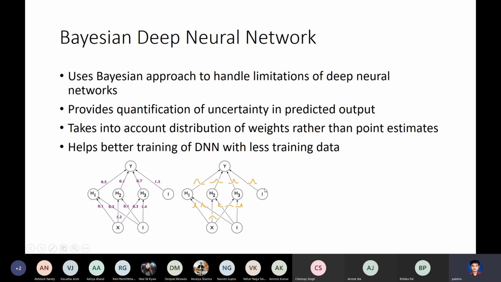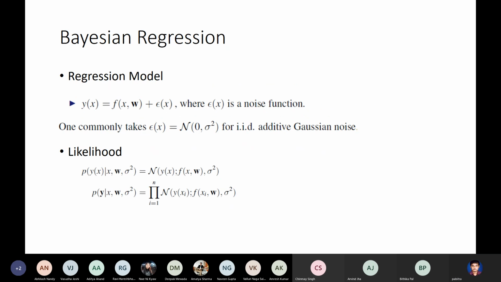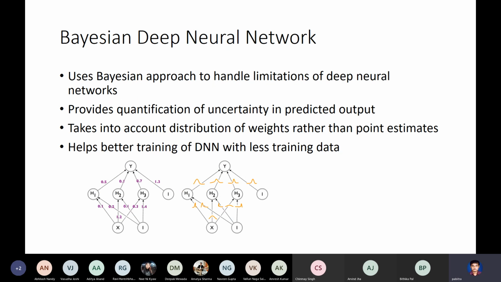Okay, so in a Bayesian deep neural network, you would have full posterior estimates for the weights. Similarly, you will have full posterior estimates for the output. The advantage is you can have a quantification of the prediction uncertainty. You can account for a distribution of weights rather than a single weight. And we'll see that this helps when you have less training data.